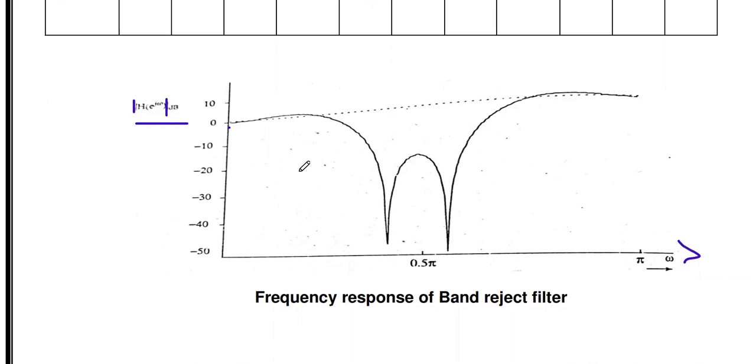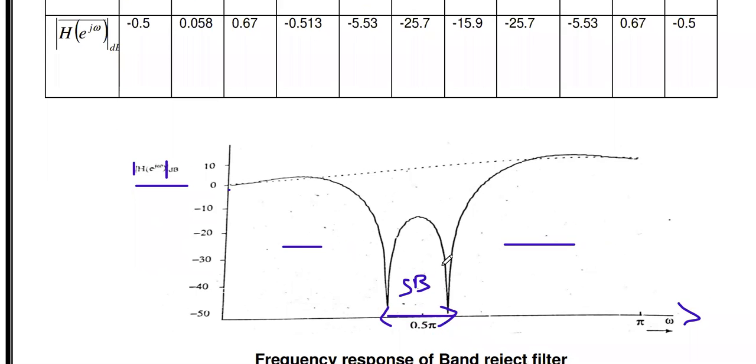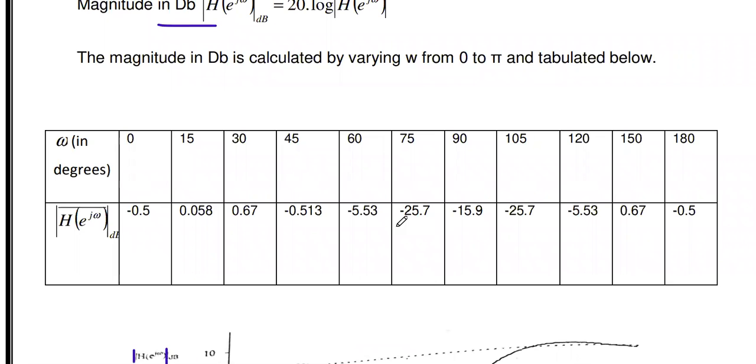Okay, so it will allow this frequency and this frequency, and it will reject this frequency range. This is pass band, this is pass band, this is a stop band. Okay, so this is the frequency response of the band reject filter. So we got the magnitude response. So that's all for this problem.